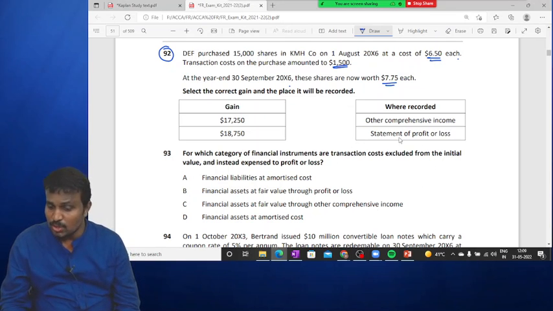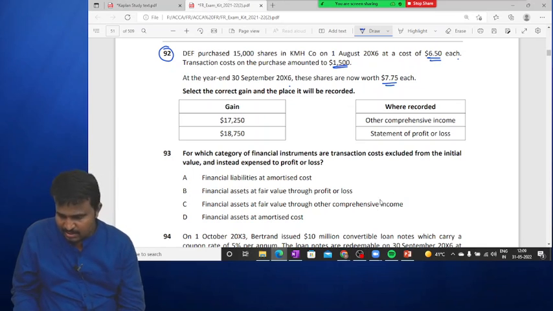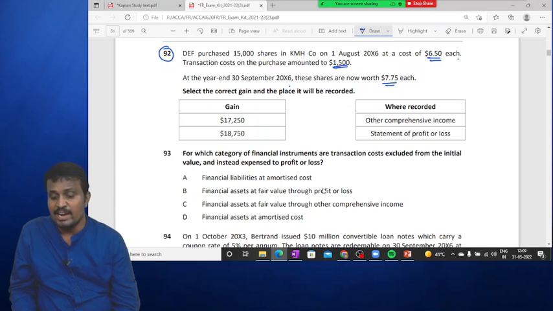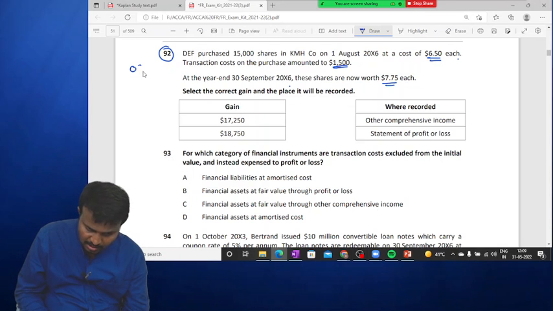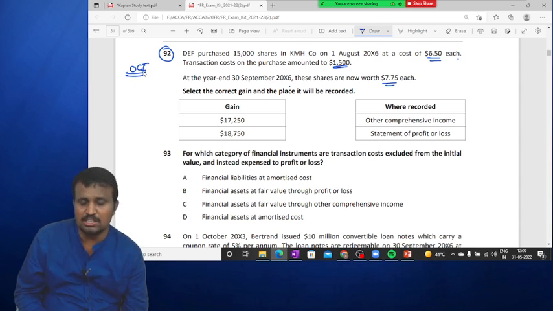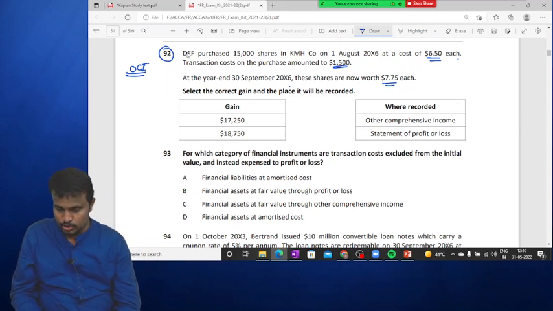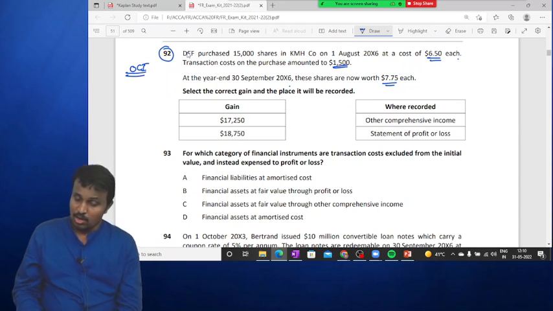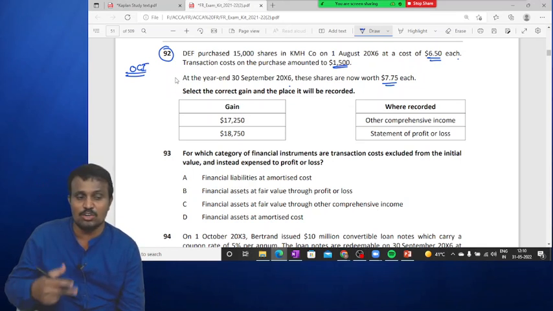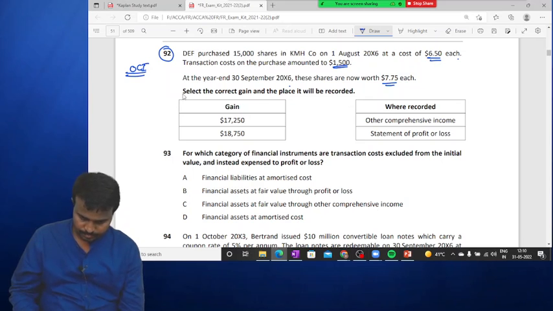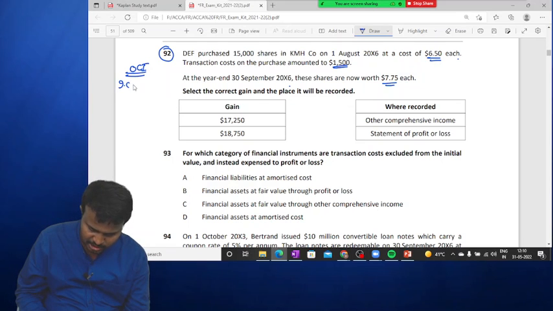So here two approaches are provided, right? Other comprehensive income and statement of profit and loss. First we do other comprehensive income. Other comprehensive income means what? Default approach or alternative approach? Alternative approach. In case of alternative approach, transaction cost is added or not considered? Added.